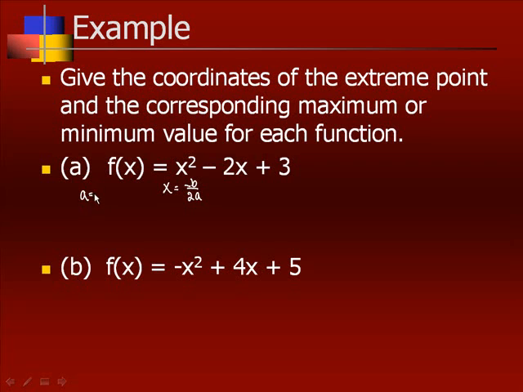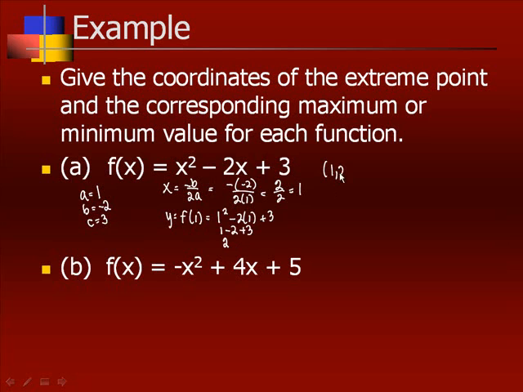We need to find the vertex. So we say, well, x is negative b over 2a. We need a, b, and c. So a is the number in front of x squared, which is 1. b is the number in front of x, which is negative 2. And c is 3. So we get negative of negative 2 over 2 times 1, which is 2 over 2, which is 1. You plug that number back in to get the y value. So that would be 1 squared minus 2 times 1 plus 3, which is 1 minus 2 plus 3, which is negative 1 plus 3, which is 2.